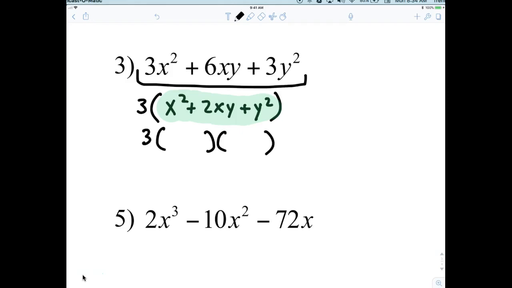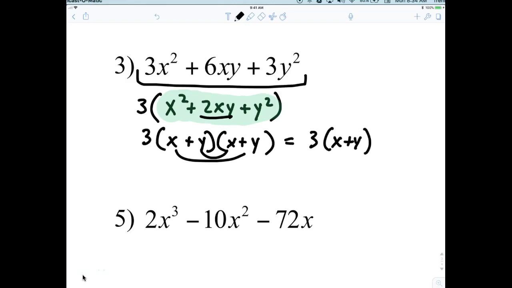What's the only way to make x squared? X and x. What's the only way to make y squared? And they both have to be what? Positive. Because we want 2xy, right? 1xy plus 1xy is 2xy. You agree with that? Now, when you get to advanced math, you would just say that's 3 times x plus y squared. Do I make kids do that? No, because it's the same.